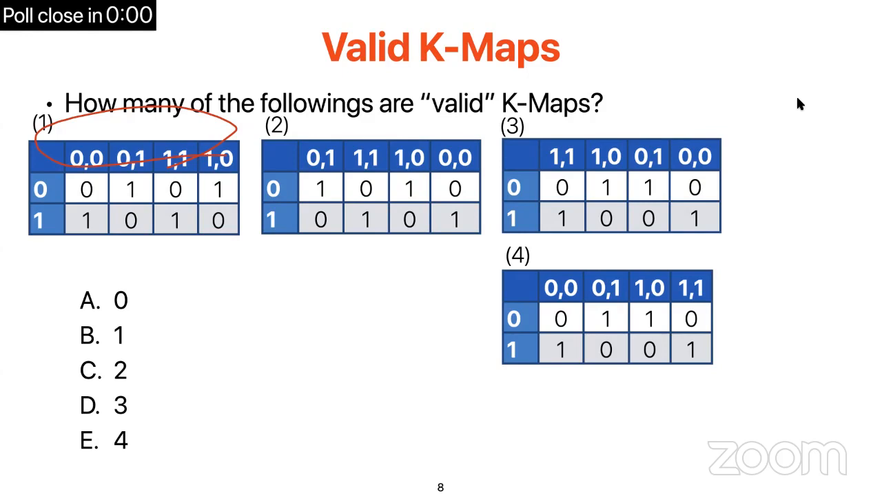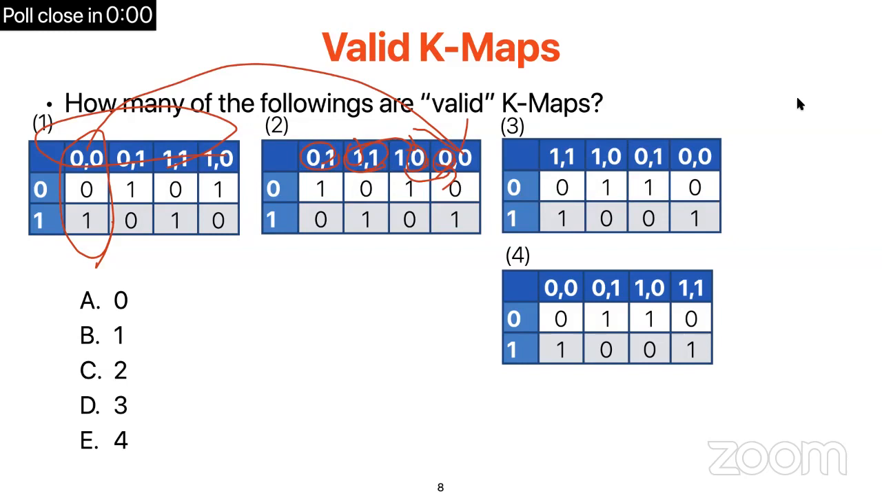So number 2 is actually you move the first row to the last row, right? And what's the rule of gray coding? We can only flip 1 bit. From 0, 1 to 1, 1, you flip this bit. From 1, 1 to 1, 0, you flip this bit. And from 1, 0 to 0, 0, you flip this bit. So it's a gray coding.